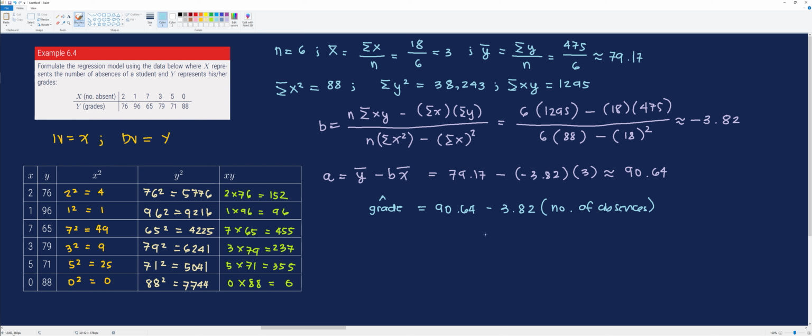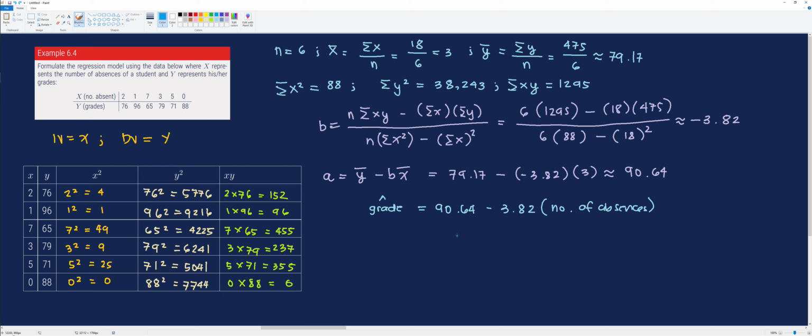Based on this equation, for every time the student is absent, we may expect a decrease in his or her grades by about 3.82 points. That is because the sign of the parameter is negative. Moreover, if the student is present for the entire school year, which means the number of absences is 0, his or her grades will be expected to be 90.64 on average. We can use this equation to predict the grade of the students based on the number of absences he or she commits in a school year.